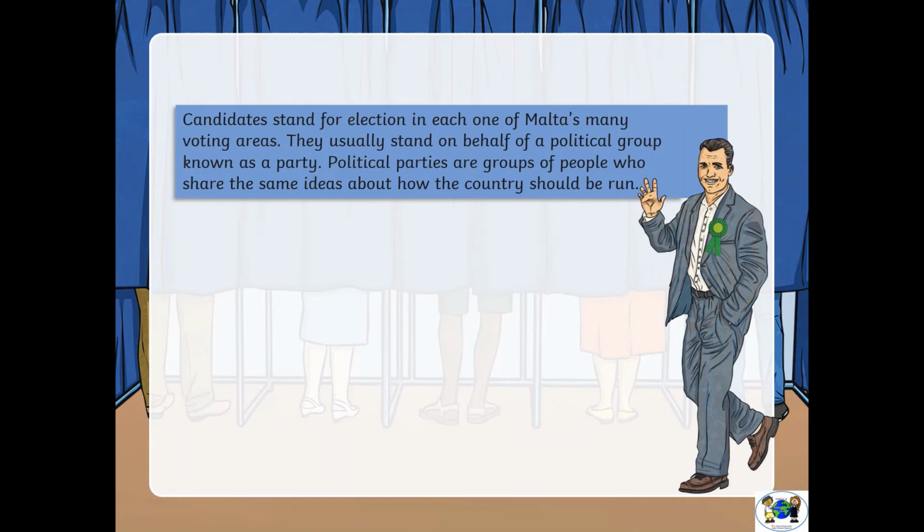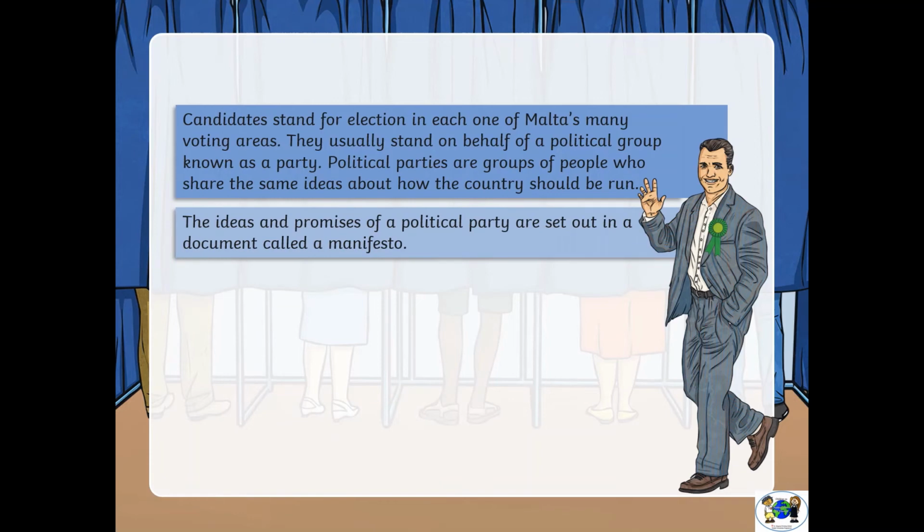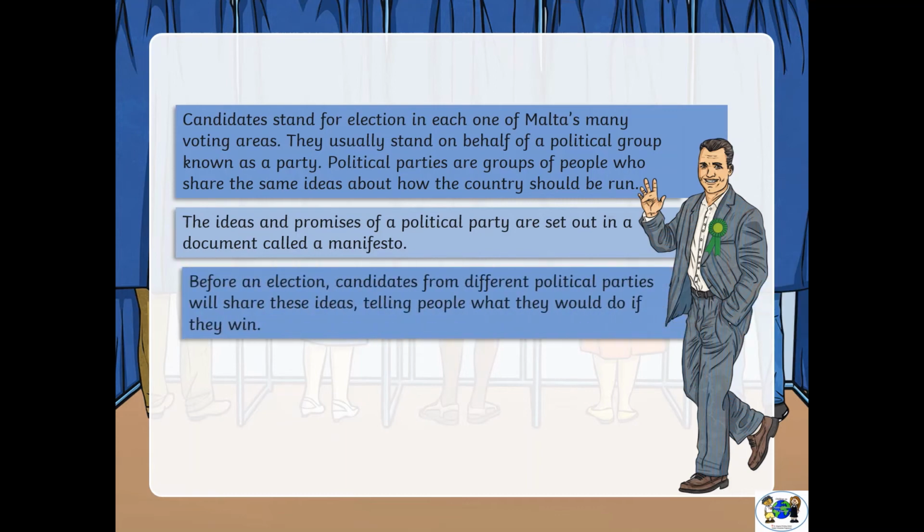They usually stand on behalf of a political group known as a party. Political parties are groups of people who share the same ideas about how the country should be run. The ideas and promises of a political party are set out in a document called a manifesto.